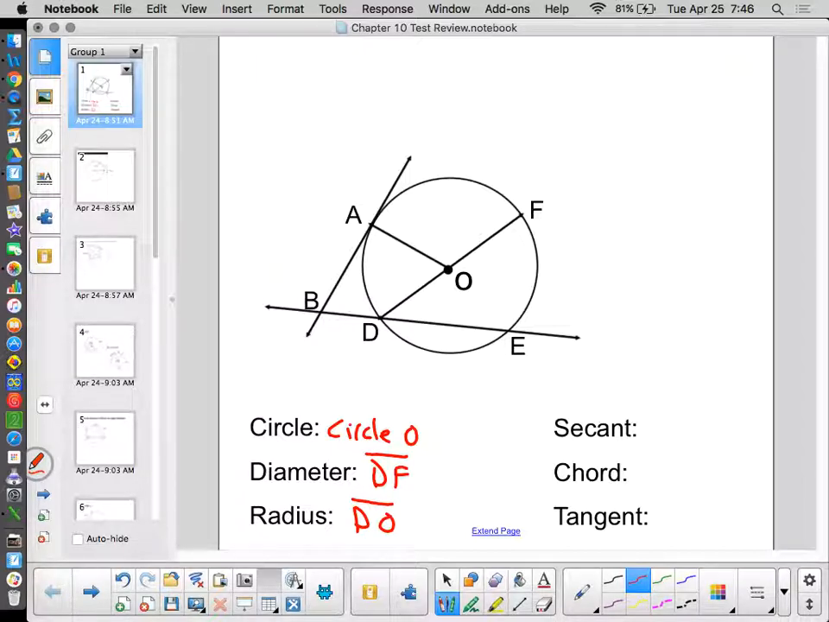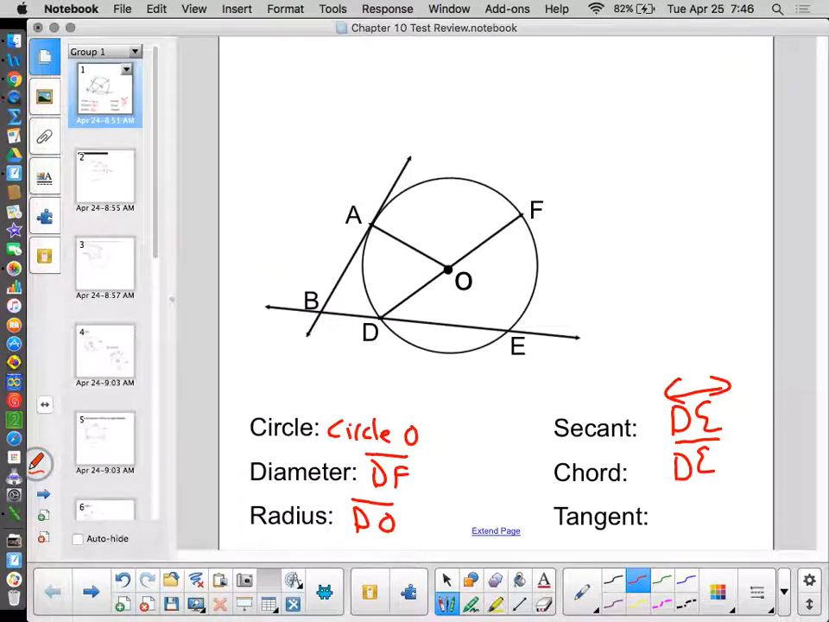What's a secant for this circle? Name a secant. Line DE. Okay, a secant has to be a line. Well, for the way we're doing it, secants are going to be lines. It just makes it easier that way. Technically, you could probably have a secant that's not a line, but we're just going to go with line for secant. Chord. Segment DE, yeah. A chord has both endpoints on the circle. The segment with both endpoints on the circle.